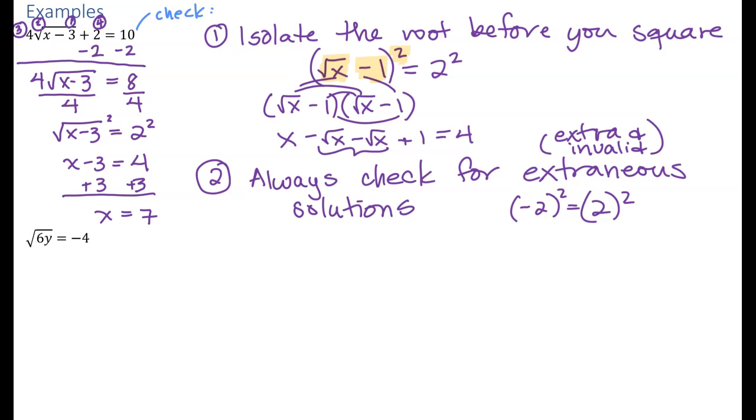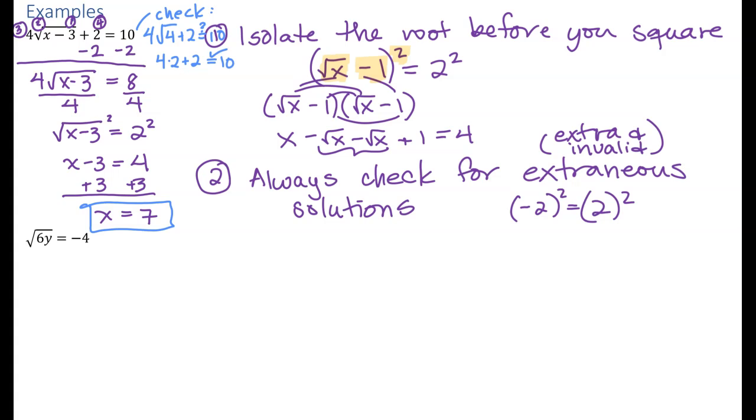And we plug in 7. We say 4 times the square root of 7 minus 3, which is 4, plus 2. And we want to know, does that in fact equal 10? So I get 4 times 2 plus 2, and that's 8 plus 2. It does in fact equal 10, so I will keep this solution. But you have to do that check. You can do everything perfectly, and you can still get an answer that didn't actually work.